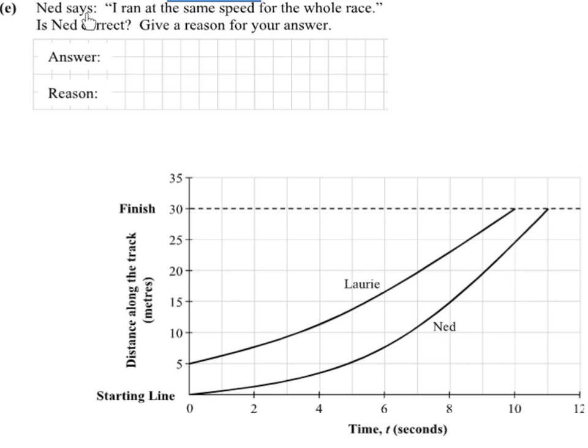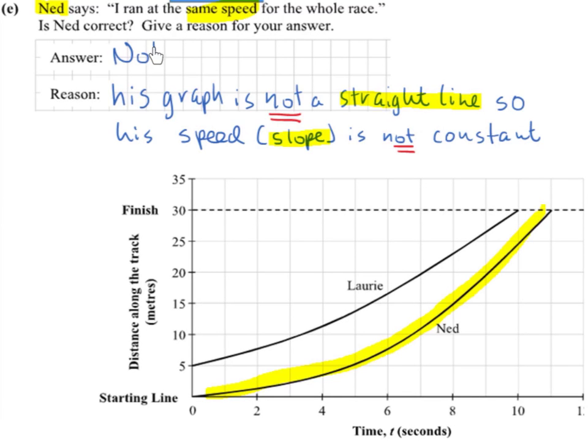Part E. Ned says, I ran at the same speed for the whole race. Is Ned correct? Give a reason for your answer. No. His graph is not a straight line, so his speed, which represents the slope, is not constant. It's not the same. We can see that his graph is a curve. If it was a straight line, it would mean that he was running at the same speed the entire time, but it is not. It is a curve, so he runs at different speeds.